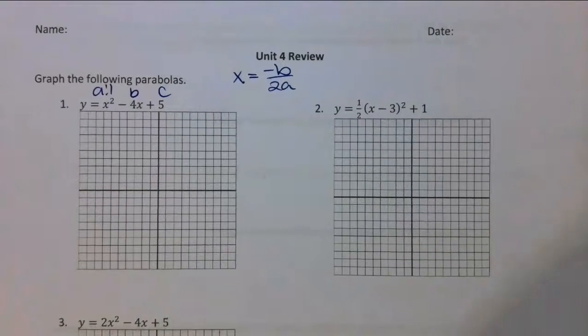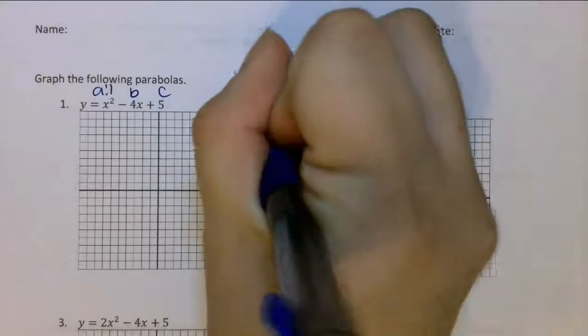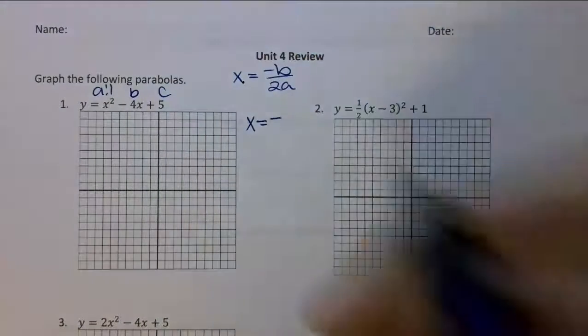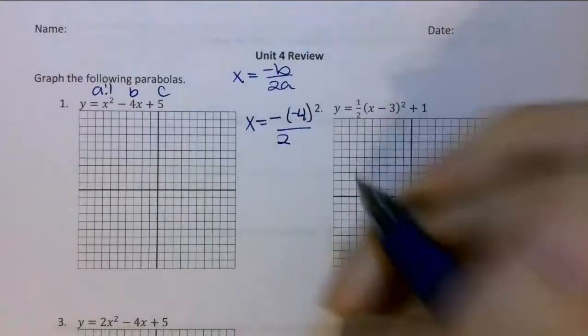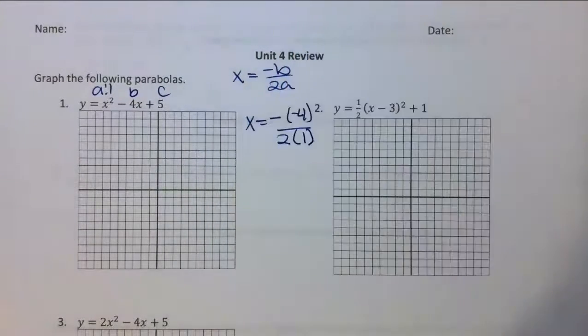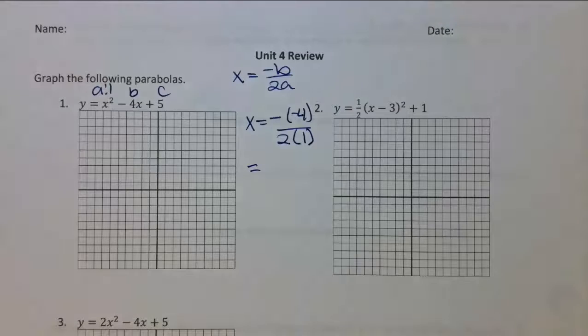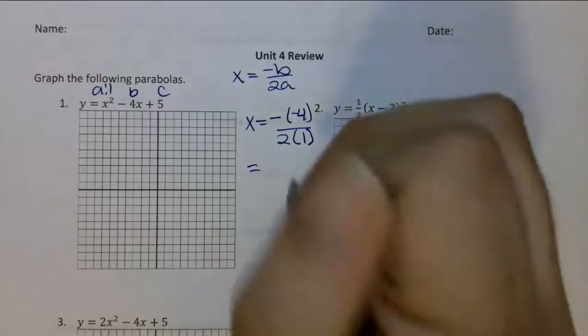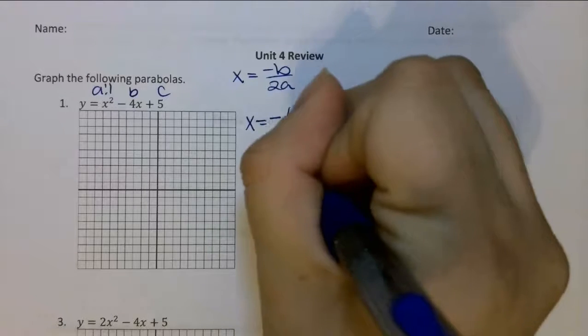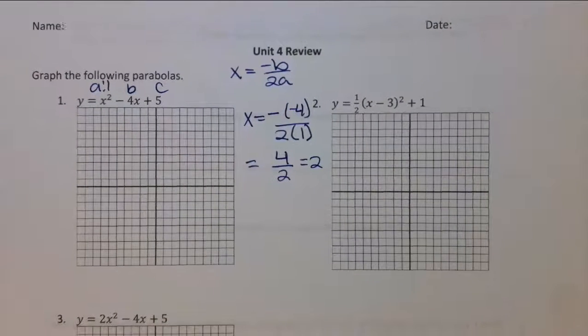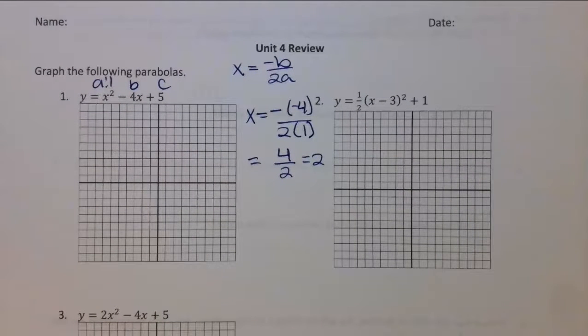So I'm going to plug into the x formula for the vertex. I have negative from the formula, negative 4 from the b value, 2 from the formula, and 1 from the a value. Then I want to simplify. Negative negative 4 gives me positive 4. 2 times 1 gives me 2. 4 divided by 2 gives me 2. So that's the x value of my coordinate.